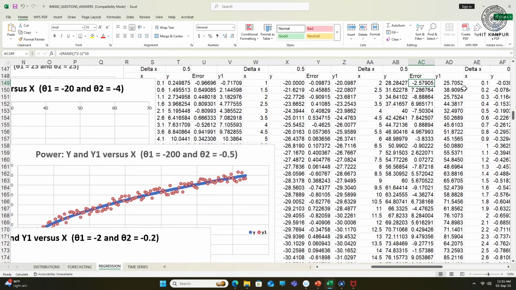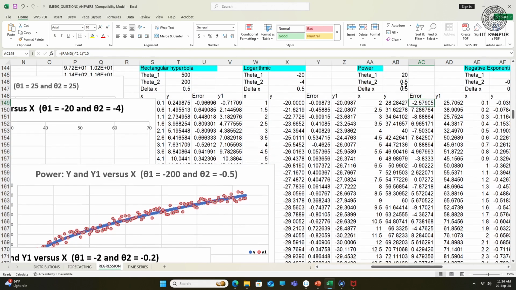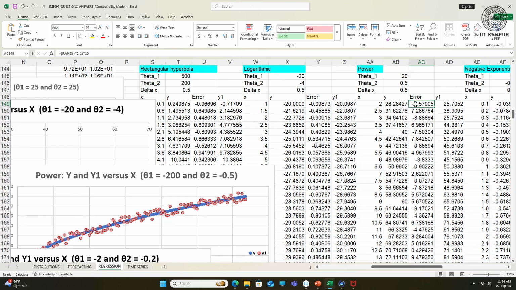So, error terms are given in column AC, the best fit line y is given in column AB, the values of x, because the starting seed value of x is 2, with increments of 0.5. So, the second value will be 2 plus 0.5 is 2.5, third value is 2.5 plus 0.5 is 3, next value is 3 plus 0.5 is 3.5, and it goes on. And the y values are correspondingly calculated based on the power equation, which as you know is given by this.